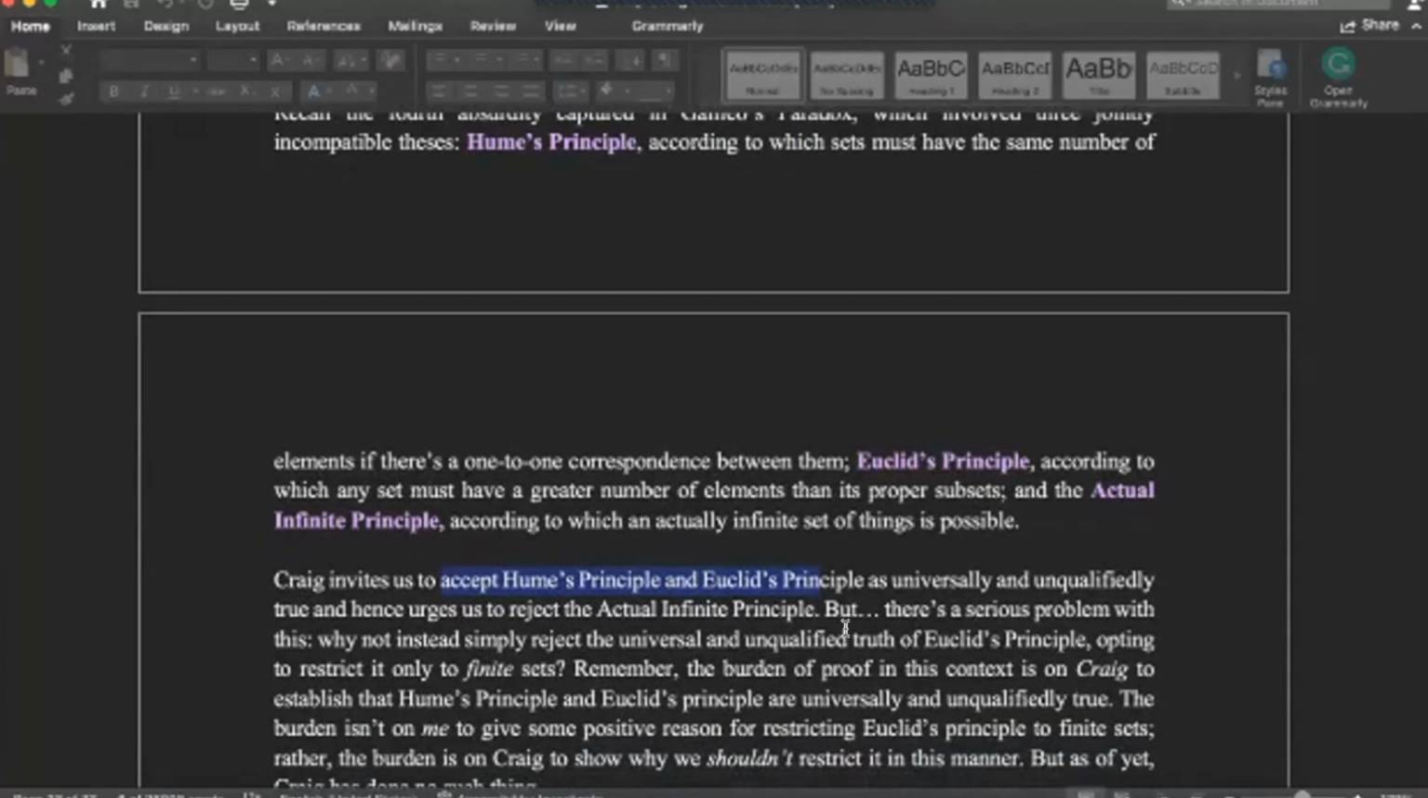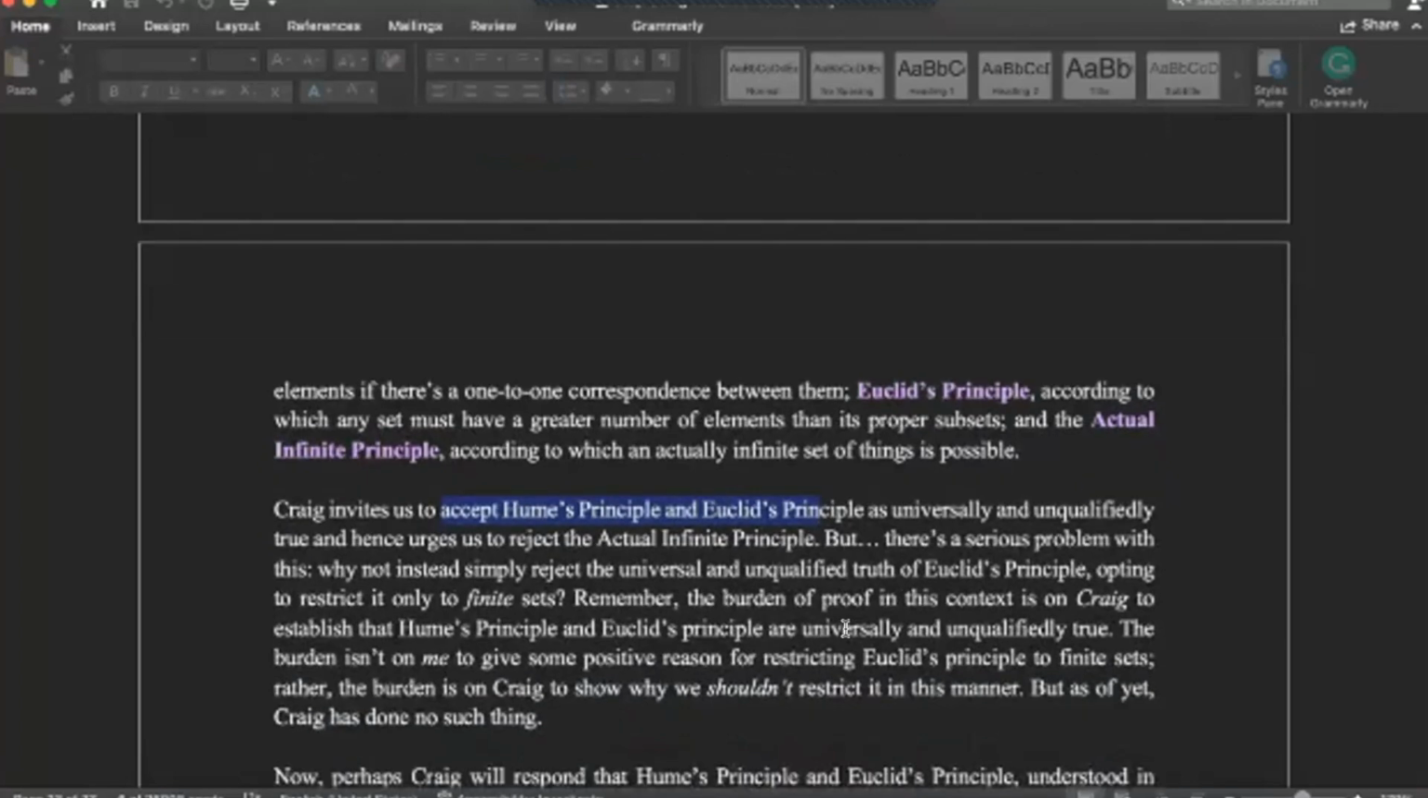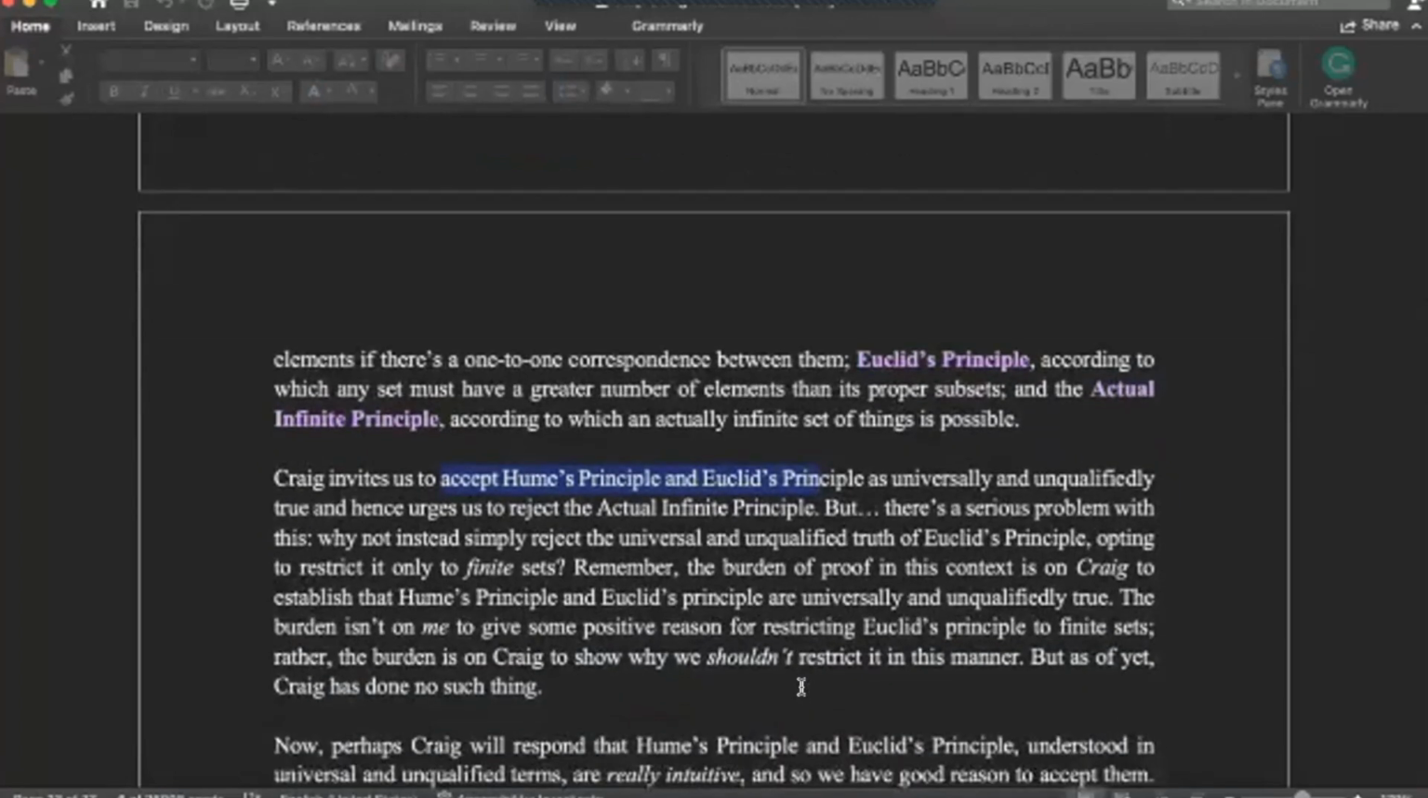Remember, the burden of proof in this context is on Craig to establish that Hume's principle and Euclid's principle are universally and unqualifiedly true. The burden isn't on me to give some positive reason for restricting Euclid's principle to finite sets. Rather, the burden is on Craig to show why we shouldn't restrict it in this manner. But as of yet, Craig has done no such thing.